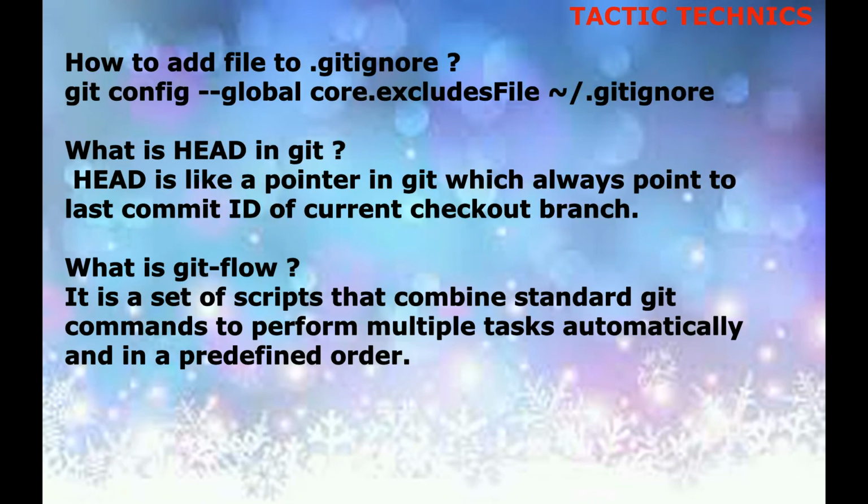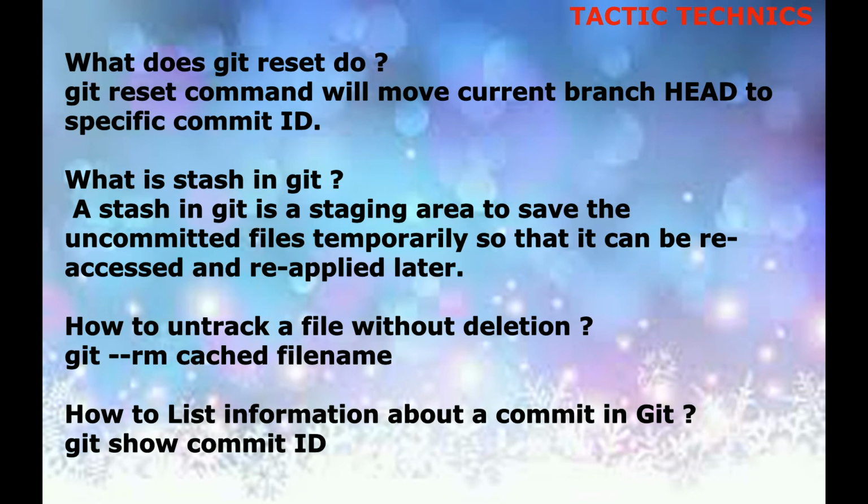How to add a file to gitignore? git config --global core.excludesfile ~/.gitignore. What is HEAD in Git? HEAD is like a pointer in Git which always points to the last commit ID of the currently checked out branch. What is Git flow? It is a set of scripts that combine standard Git commands to perform multiple tasks automatically and in a predefined order. What does git reset do? The git reset command will move the current branch head to a specific commit ID.